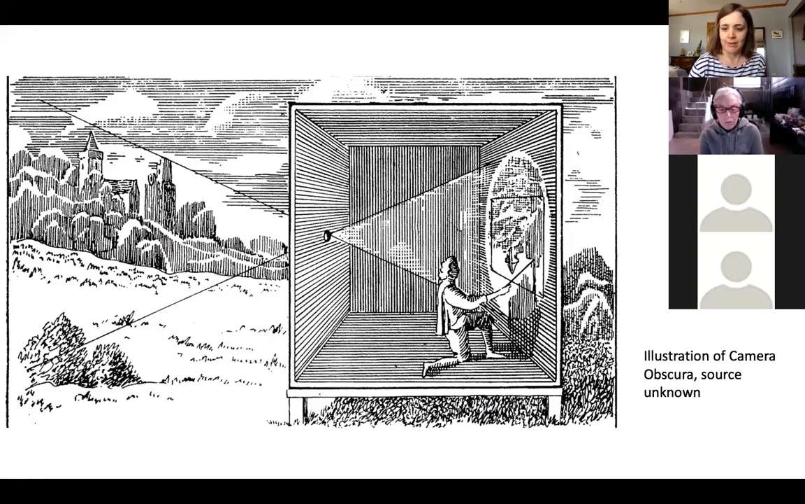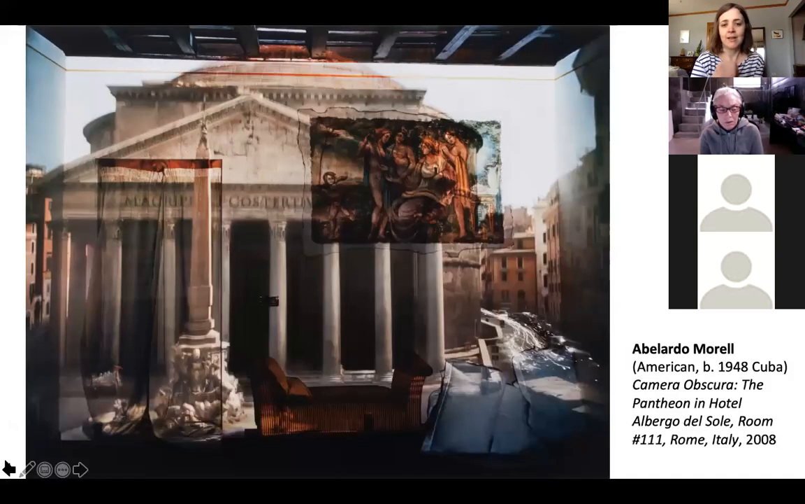So back to Abe Morell's picture. He created this image in a very recognizable place. The image is very disorienting in a lot of ways. He's in a hotel room across from the Pantheon in Rome, so it's very recognizable architecture. And then we have the paintings and the furniture from his hotel room obstructing the image very intentionally.